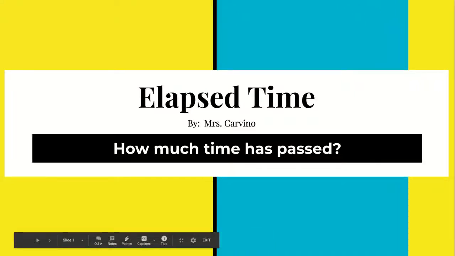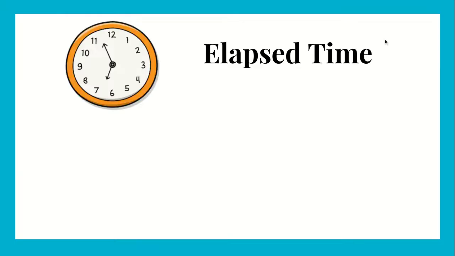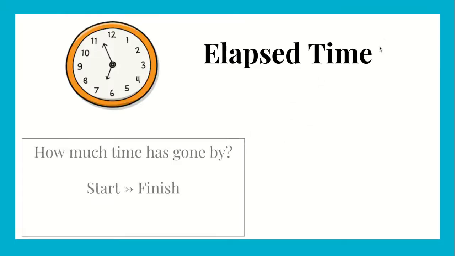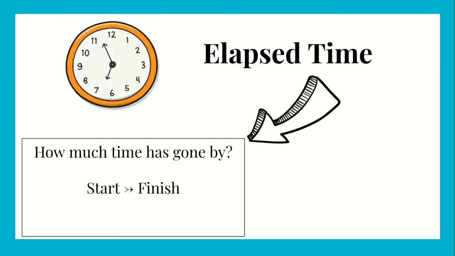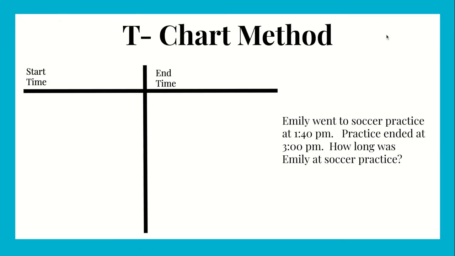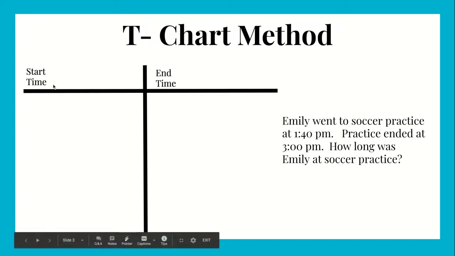Another topic that we're going to be covering this week is elapsed time. So what is elapsed time? Elapsed time is how much time has gone by from start to finish. When I started and when I ended, how much time went by. So I'm going to show you a method called the T-chart method, where you're going to use a T-chart to keep track of how much time has gone by. So first thing you do is draw your T-chart. And you put your start time on this side and your end time on this side.